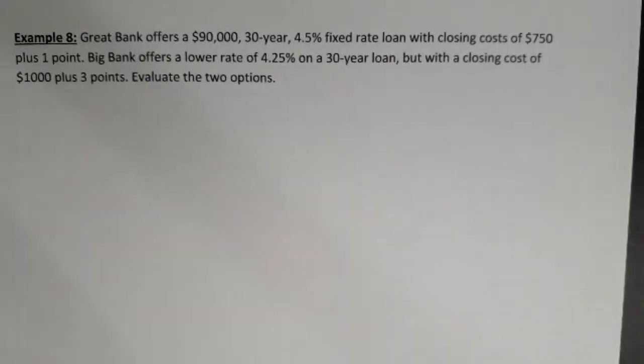Great Bank offers a 90K, 30-year, 4.5% fixed rate loan. It should be APR with a closing cost of $750 plus 1 point. Big Bank offers a lower rate of 4.25% on a 30-year loan, but it has a closing cost of $1,000 plus 3 points. And we want to evaluate the two options.